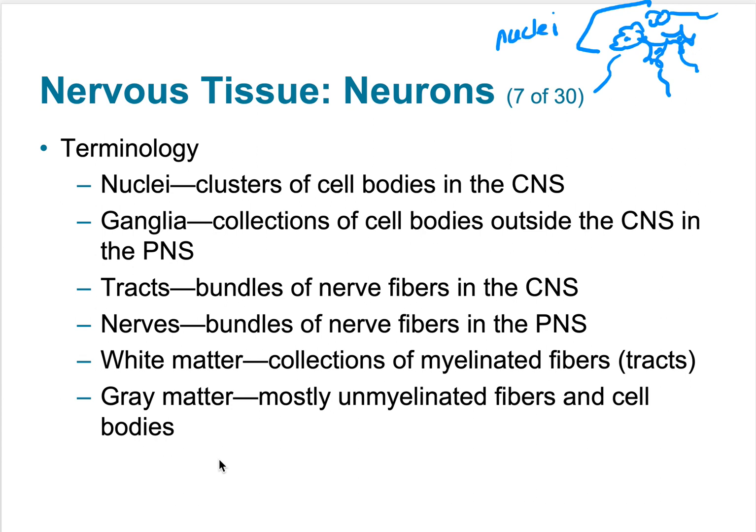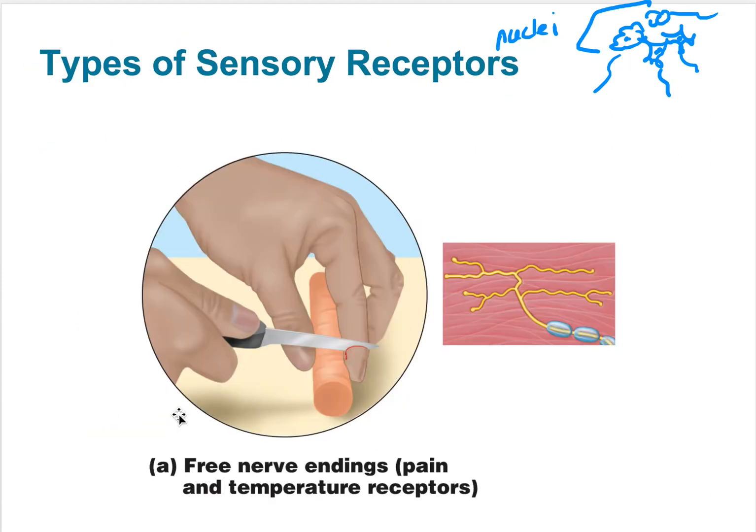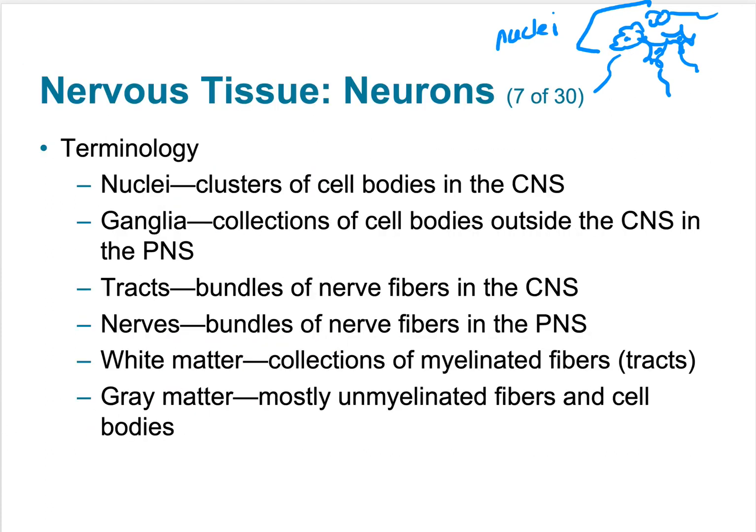If they don't have myelin around them, they look gray, and that's what we call gray matter. So white matter and gray matter are just the type of nerve tissue, whether it has myelin around it or not. If it has myelin around it, it's called white matter. If it does not have myelin around it, it's called gray matter, okay? So mostly unmyelinated fibers and cell bodies are called gray matter. You'll find a lot of gray matter in the brain, which is why they'll say, oh, there's gray matter all over the road, meaning that there's brain tissue all over the road.